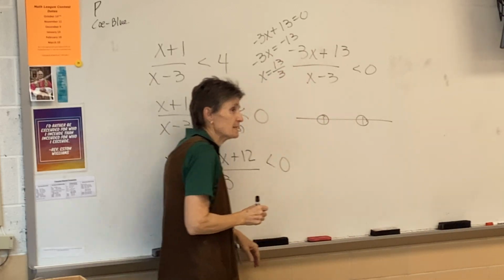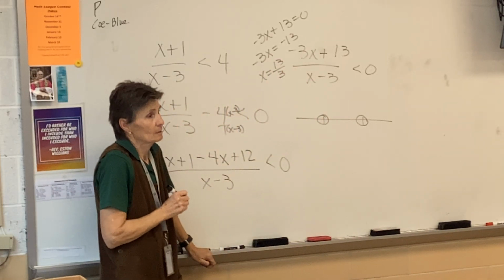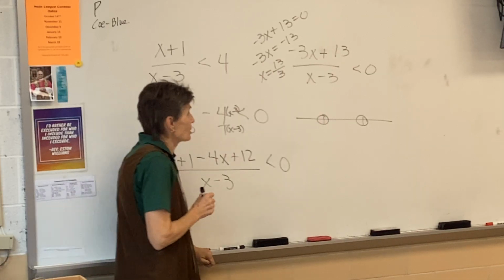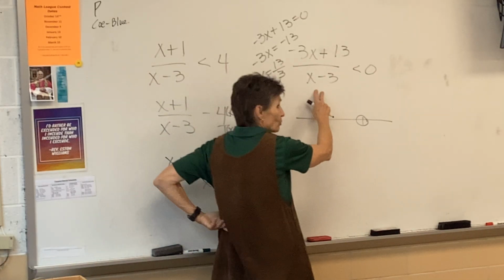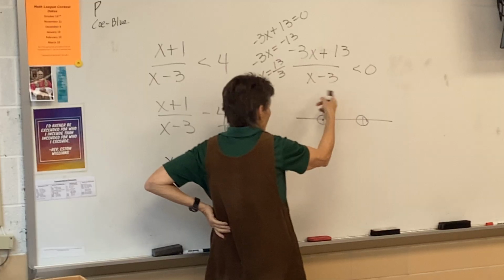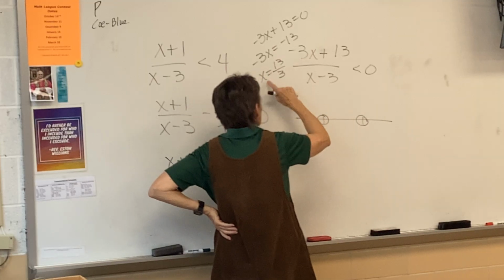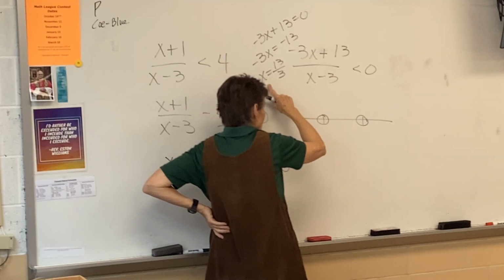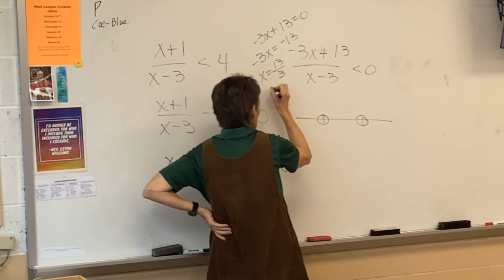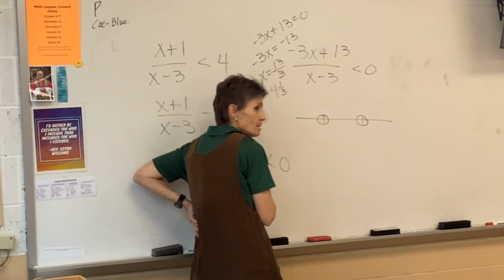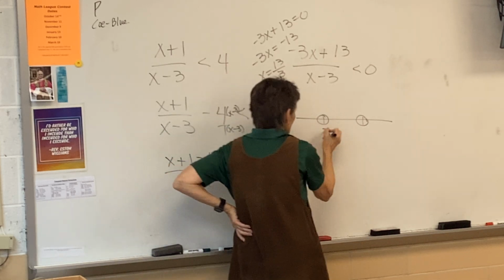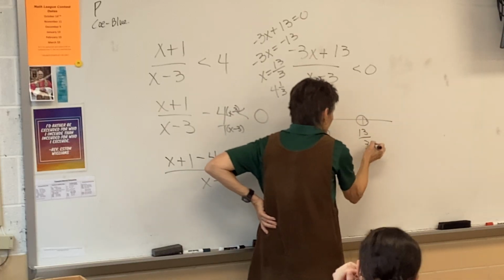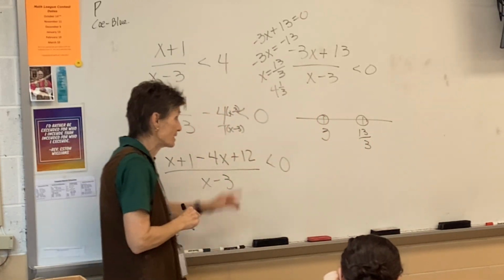And I got 13 thirds. So my denominator dot is a 3. I can eyeball that and tell. The numerator dot is at 13 thirds, which is like 4 1/3. So here's 3, and here's 13 thirds. Remember, they gotta be in order. That's a number line.